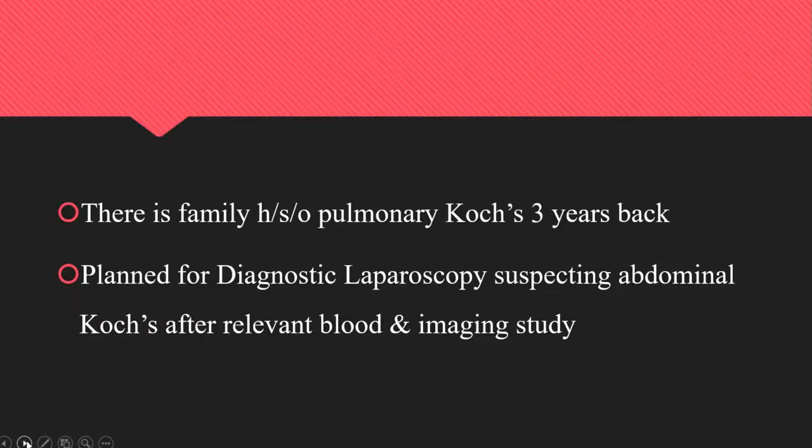There is also presence of family history, and the family history was positive for pulmonary TB, or pulmonary tuberculosis, 3 years back. So we planned this patient for diagnostic laparoscopy, suspecting abdominal TB after relevant blood and imaging study. Abdominal tuberculosis is one of the indications nowadays for doing a diagnostic laparoscopy, and it is very useful in this scenario.